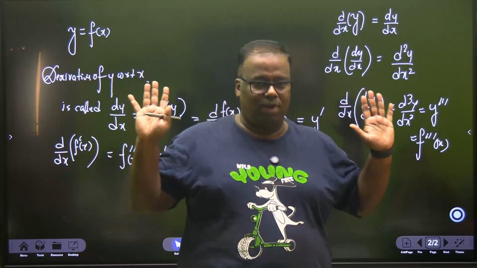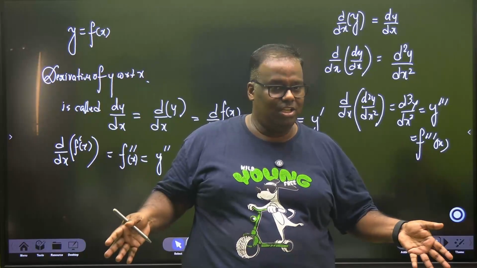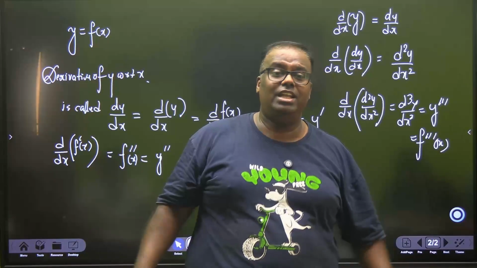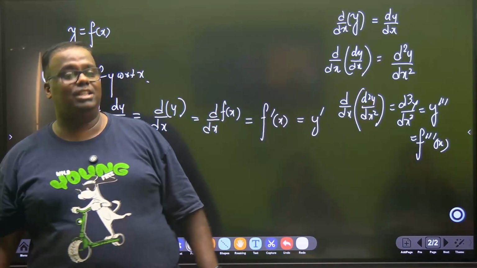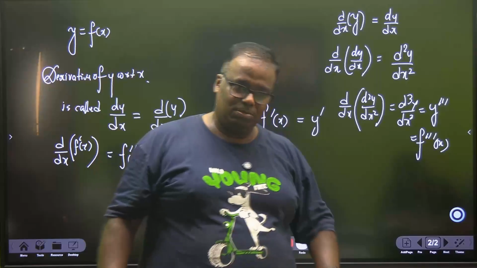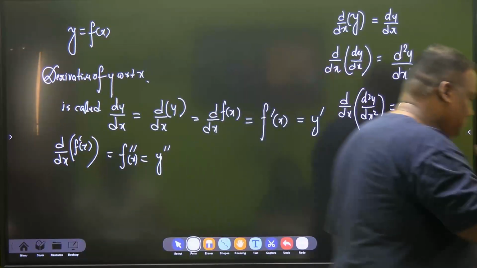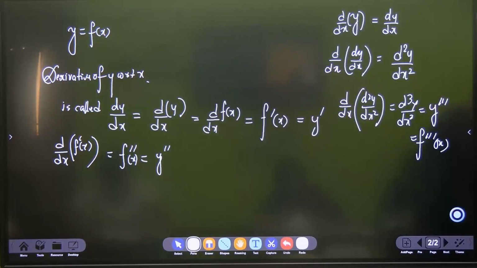Achha, y is the father, first generation dy by dx, second generation d2y by dx2, third generation d3y by dx3, nth generation dny by dxn. That is the nth derivative. Concept is getting clearer? Very good. You are very good people, intelligent children, only that you don't practice at home. Rest is all fine.